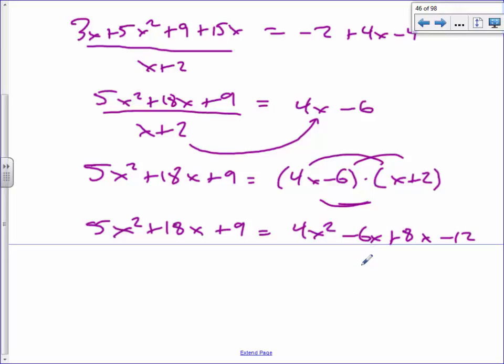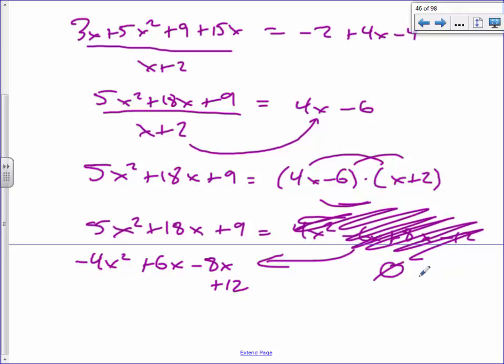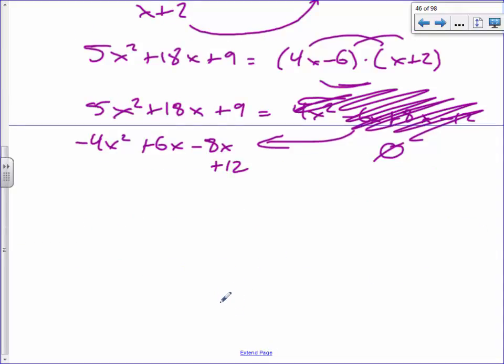Let's make this equal to 0. I think I'm going to put the 0 on this side. I'm just going to throw all these terms on the other side. So I need to minus 4x squared, add 6x, minus 8x, and add 12. And if I do that, I've thrown everything on the other side. Okay, combine like terms. You're going to have an x squared. 18 minus 8 is 10, add 6 would be 16. And 9 and 12 would give you 21.